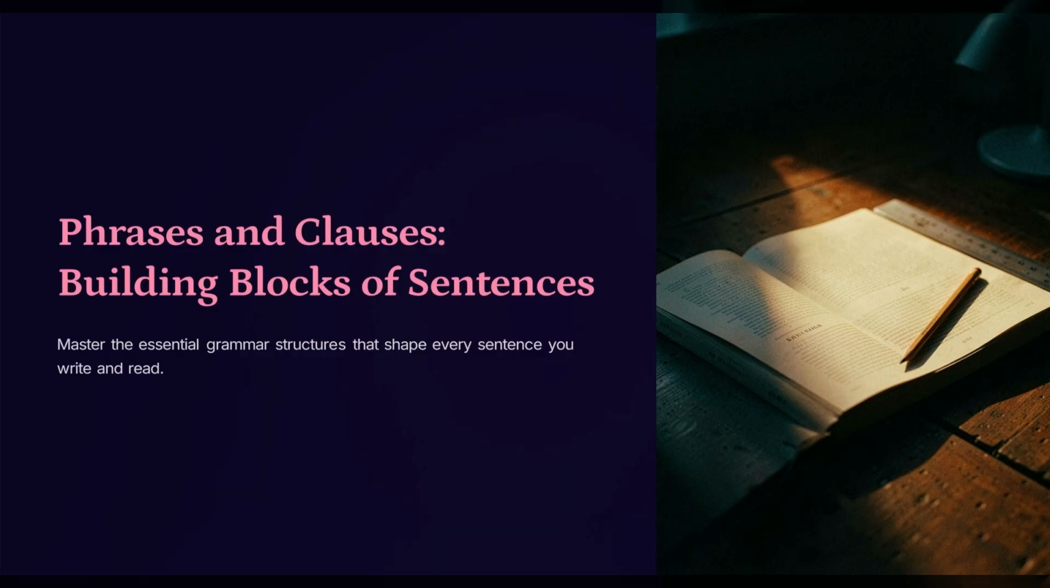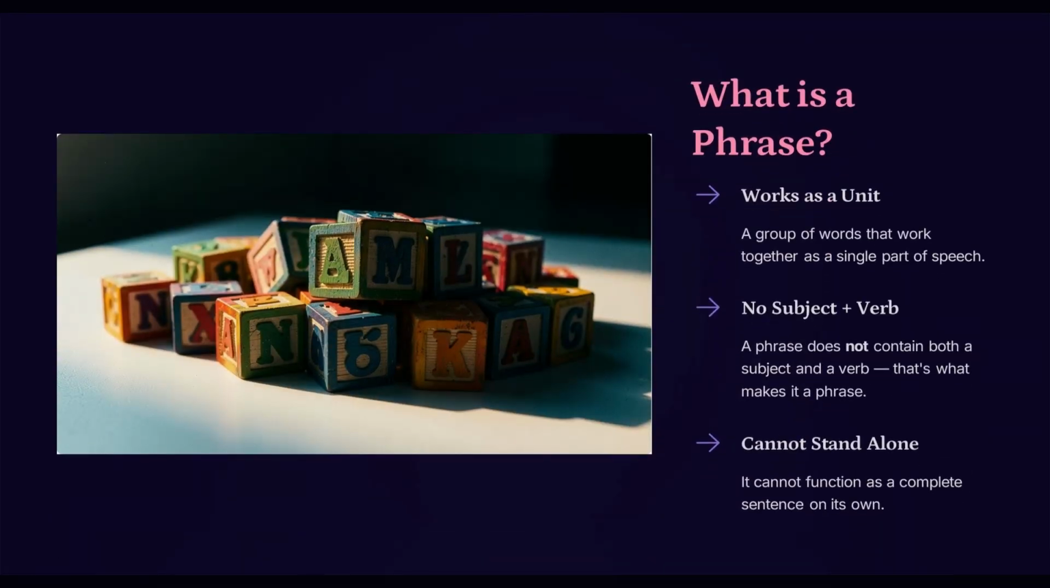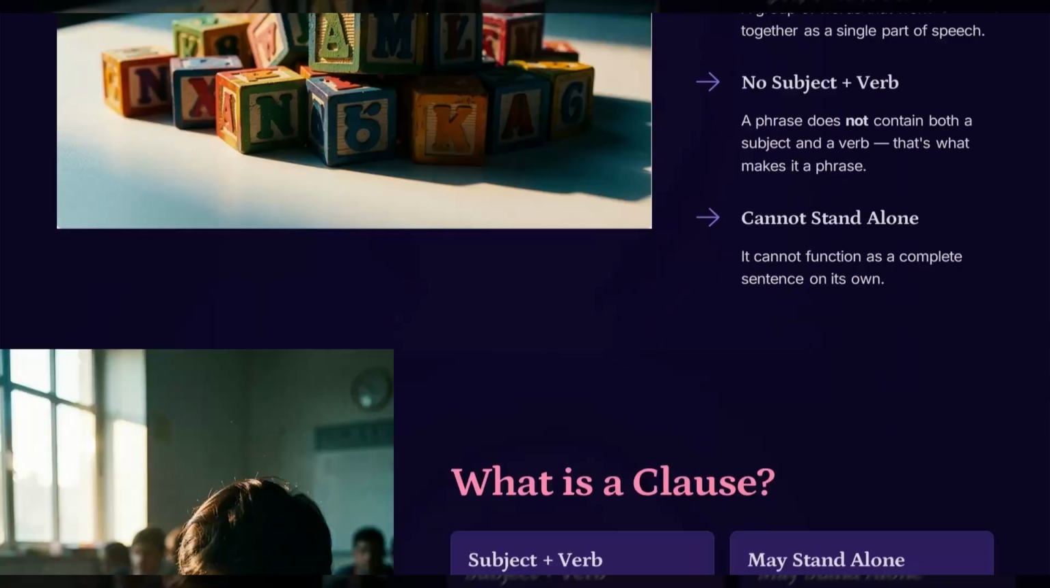Phrases and clauses, building blocks of sentences. Master the essential grammar structures that shape every sentence you write and read. What is a phrase? Works as a unit, a group of words that work together as a single part of speech. No subject plus verb. A phrase does not contain both a subject and a verb. That's what makes it a phrase. Cannot stand alone. It cannot function as a complete sentence on its own.